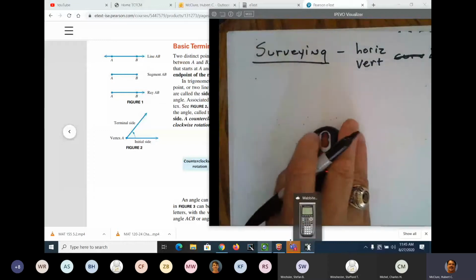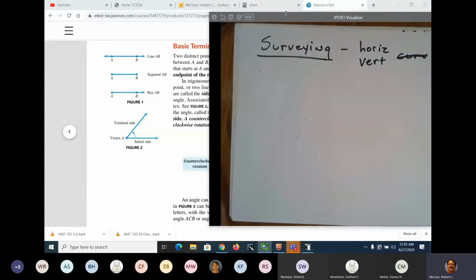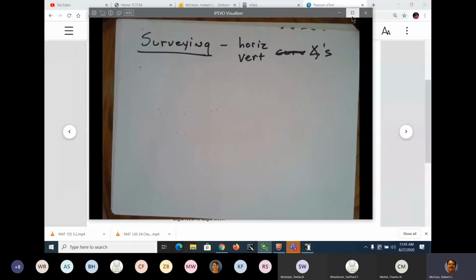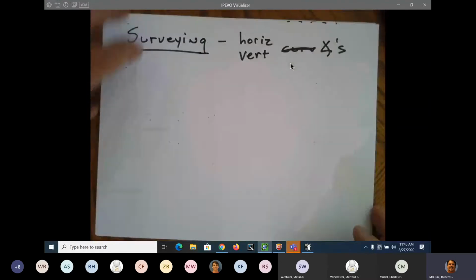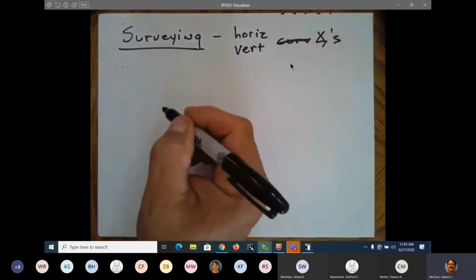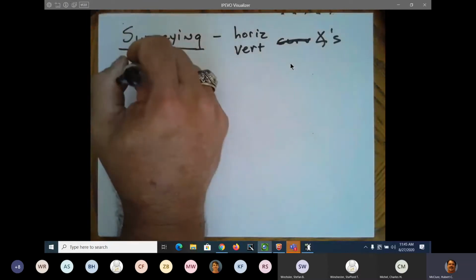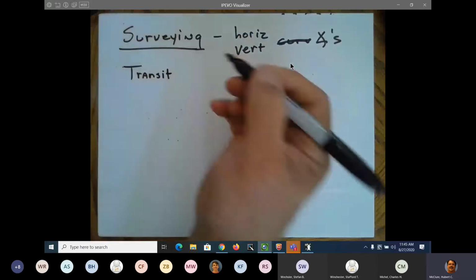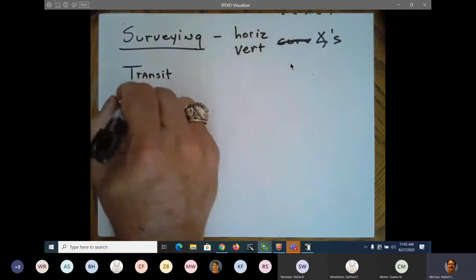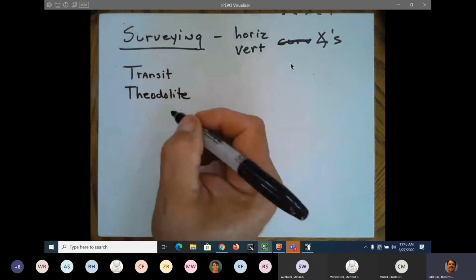I'm going to move this over here for a second. When you study horizontal and vertical angles, you've got to know how to do things in the triangle world. And that means that you have to measure angles. And when you measure angles, you use what's called a theodolite, or a transit. A transit is the old-timey word, and a theodolite is the new one. I don't know how to spell theodolite, but it's close enough.